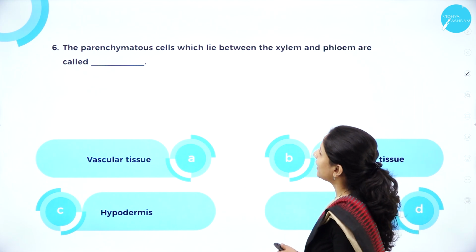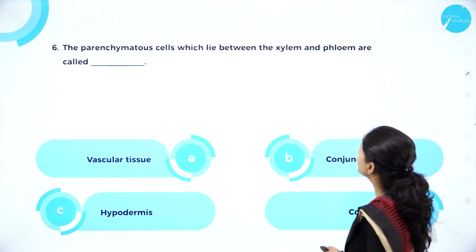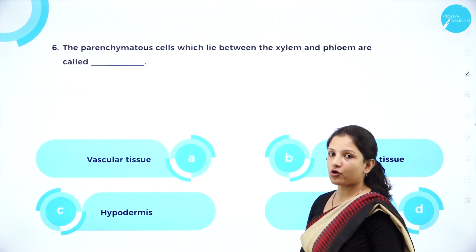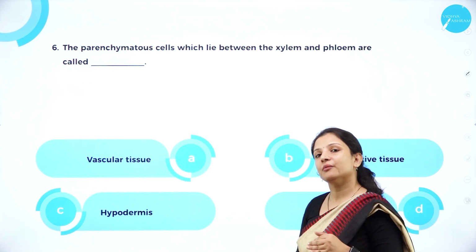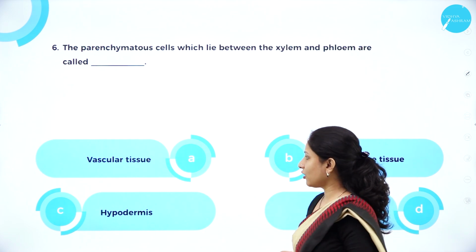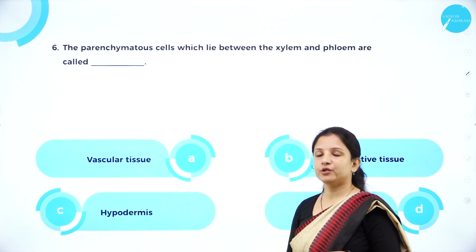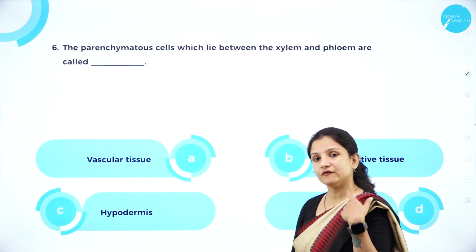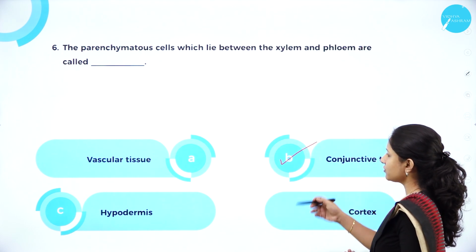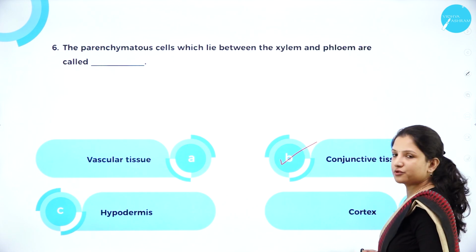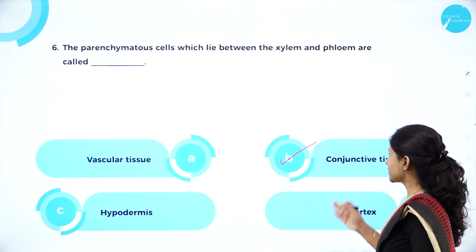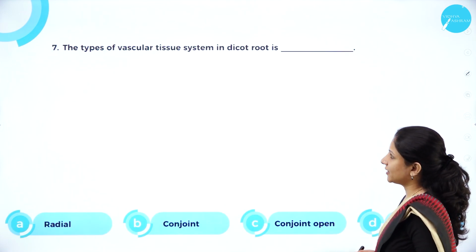Next question. The parenchymatous cells which lie between the xylem and phloem are called as. So usually we find it in dicot root. In dicot root, between the xylem and the phloem, they have a few layers of parenchymatous cells. What is it called? Is it called the vascular tissue? No, because vascular tissue is the name given for xylem and phloem. Is it the conjunctive tissue? Yes, it is the conjunctive tissue. It's not the hypodermis, because hypodermis usually comes in the stem, and it's not the cortex as well. It's the conjunctive tissue. Option B is the right answer here.